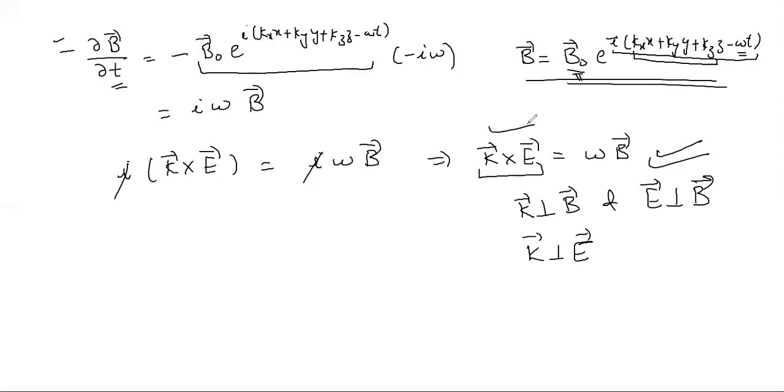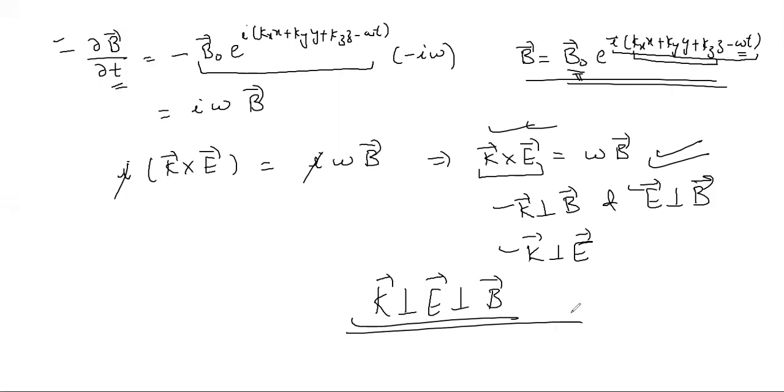from this equation here, we can claim that B is perpendicular to K and B is perpendicular to E also. But we already proved that K is perpendicular to E. So from these three equations, you can claim that all three of them are mutually perpendicular to each other. अगर आपका इलेक्ट्रिक फील्ड एक्स एक्सिस में है तो आपका मैग्नेटिक फील्ड एक्स एक्सिस में नहीं हो सकता, आपकी डायरेक्शन ऑफ प्रोपेगेशन भी एक्स एक्सिस में नहीं हो सकती है.